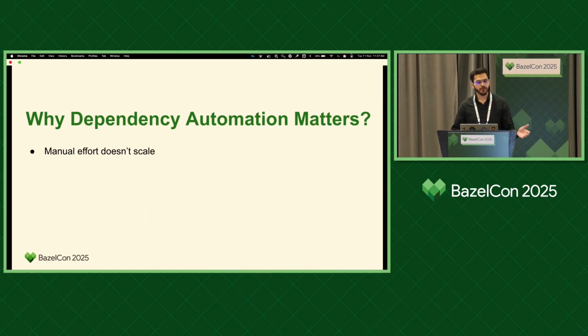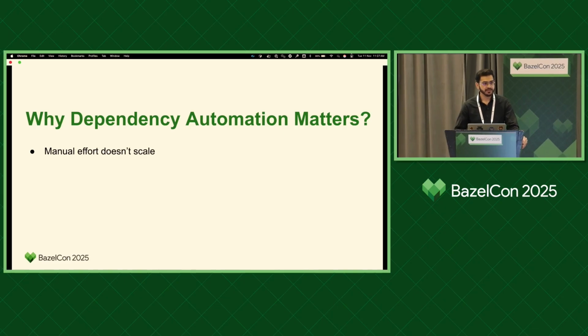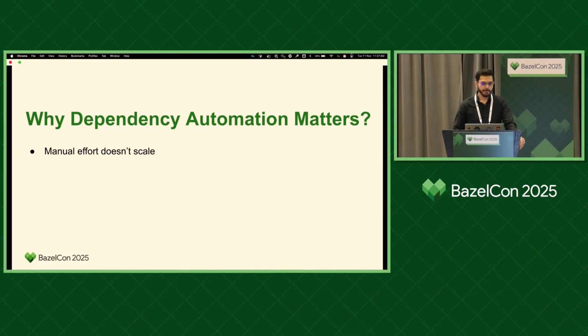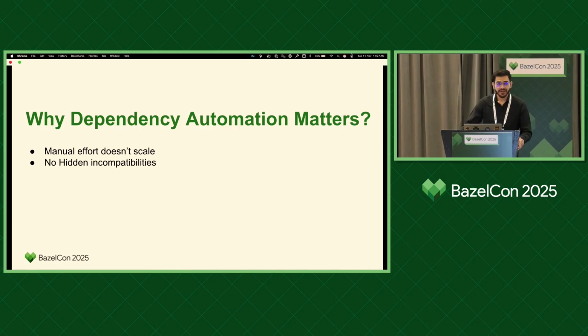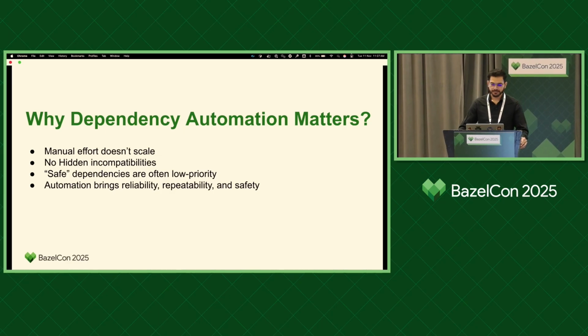Before talking about how we automated the third-party dependency management, let's see why dependency automation matters. Manual upgrades are slow, inconsistent, and they don't scale well. Upgrading single dependencies manually can often lead to hidden incompatibilities over time. Non-vulnerable dependencies are often never prioritized as compared to vulnerable dependencies. And dependency automation brings reliability, repeatability, and safety.